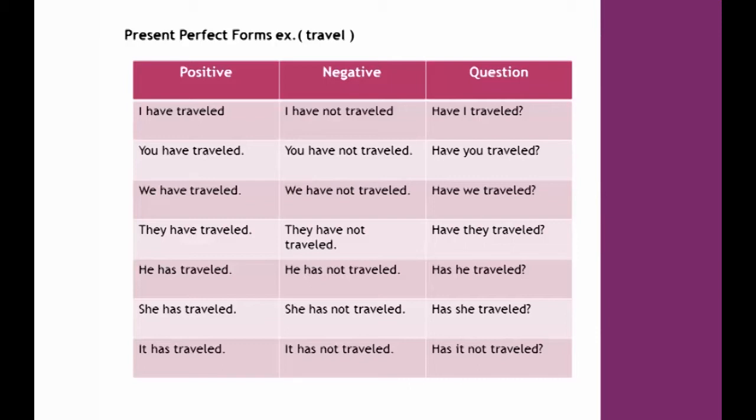He has traveled. He has not traveled. Has he traveled? She has traveled. She has not traveled. Has she traveled? It has traveled. It has not traveled. Has it traveled? If you can notice, again, the verb have comes first before the subject in the question form of a sentence. And for the third person, he, she, and it, the verb has is used.